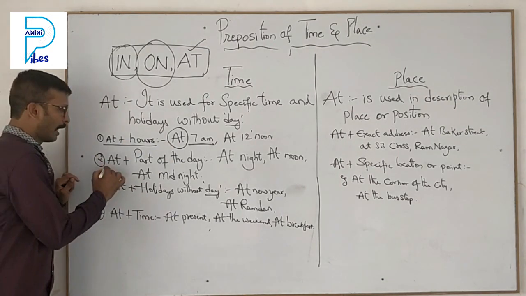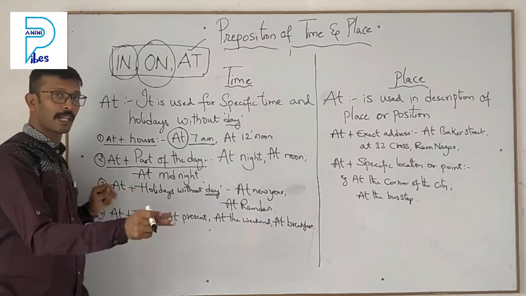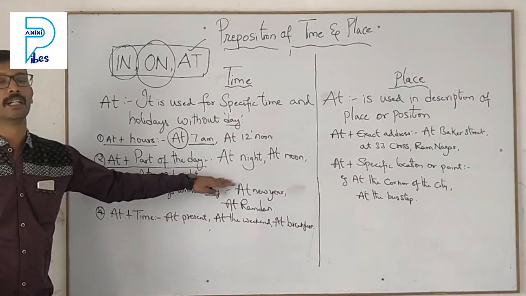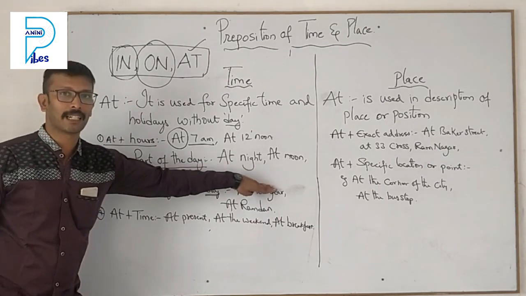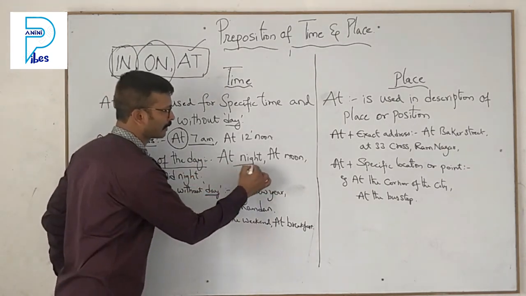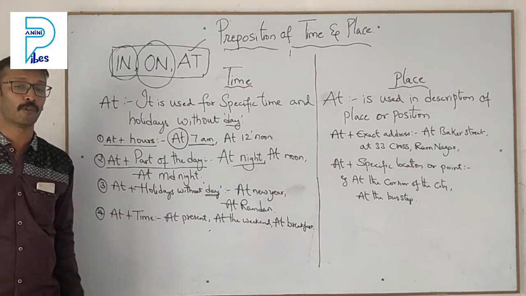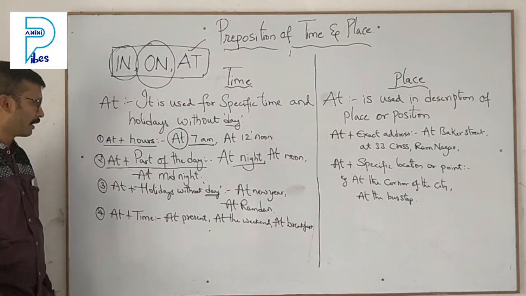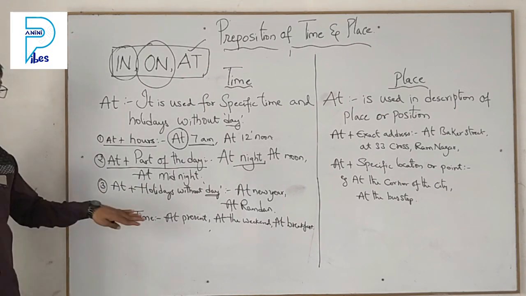Now at plus part of the day. When we say the part of the day, then we use the word at as a preposition of time. For example, at night. Night is a part of the day. So at night, at noon, at midnight. In this way we use at as a preposition of time.